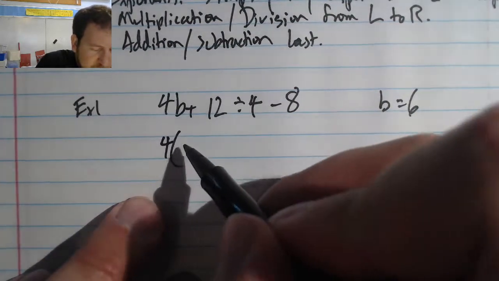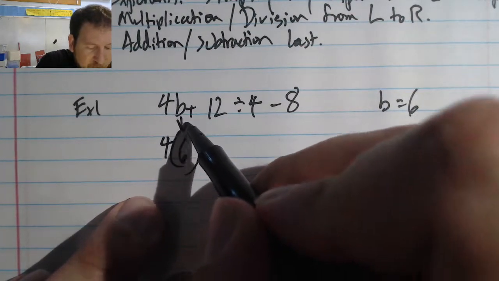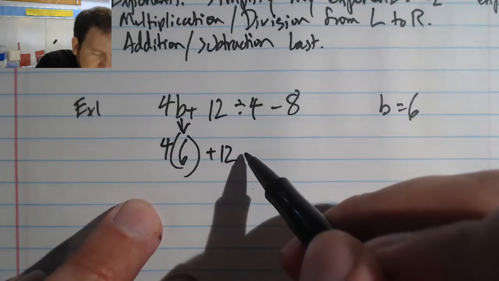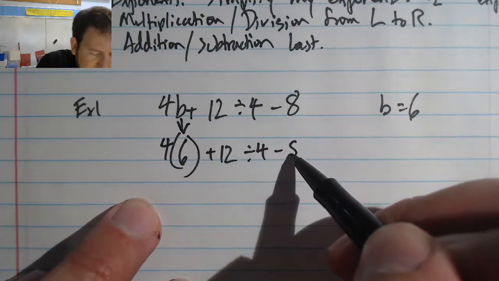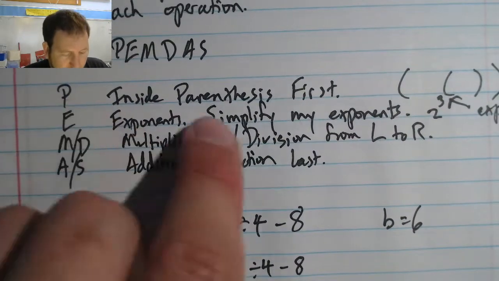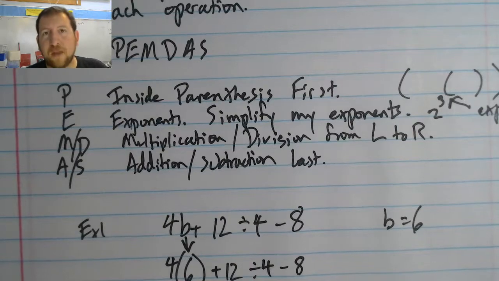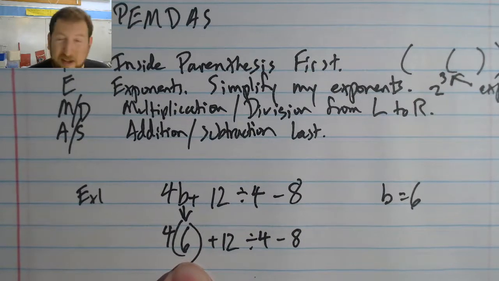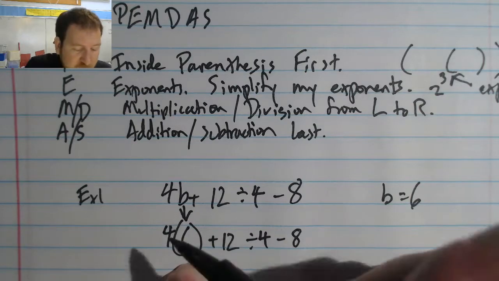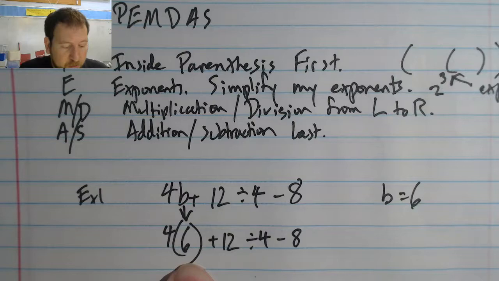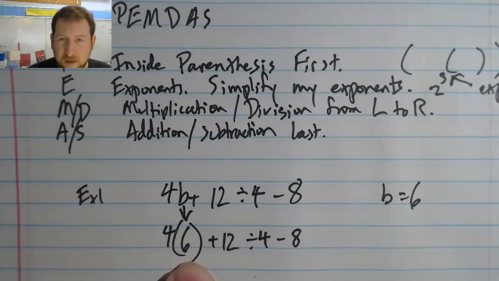4 times 6, because I can substitute that in just like I see over there, plus 12 divided by 4 minus 8. Okay, next thing I do, if I look up at my PEMDAS, do I have anything inside of a parentheses? Well, I have a 6 inside of a parentheses, but there's no operation there really, so I can kind of ignore that for now. I just need to remember that this means multiply and that there's an implied multiplication between these two numbers. No operations in the parentheses, so I'm good to go.